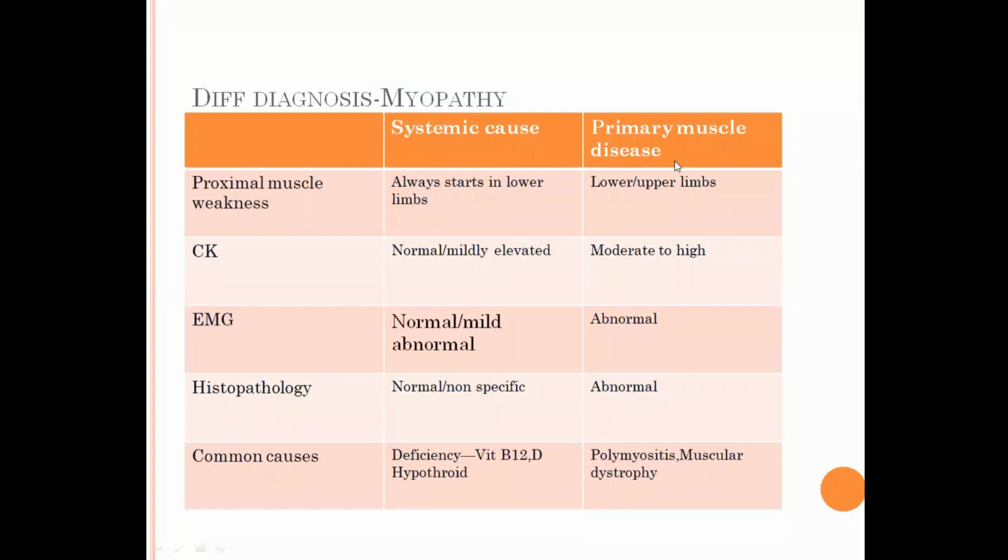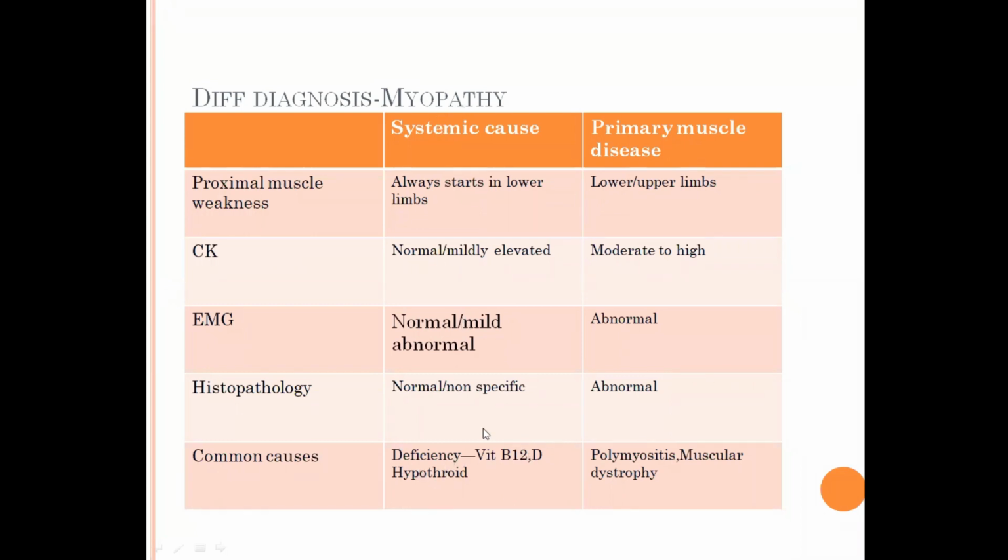You remember one of the patients had proximal muscle weakness starting in the upper limb. If the symptoms are starting in the upper limb, it is not a systemic cause, it is a primary muscle disease. It always starts in the lower limb. The CK is mildly elevated or even normal. EMG may be mildly abnormal. The histopathology is non-specific. When you see the patient has proximal muscle weakness of considerable severity, CK is not that elevated, EMG is not very characteristic, then you look for the systemic causes.